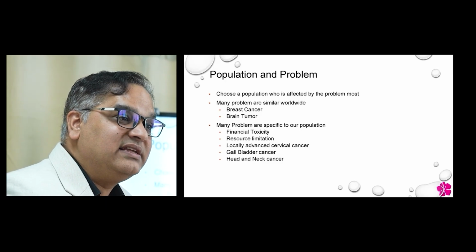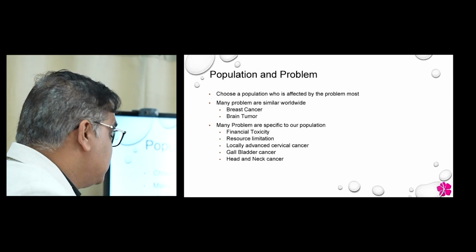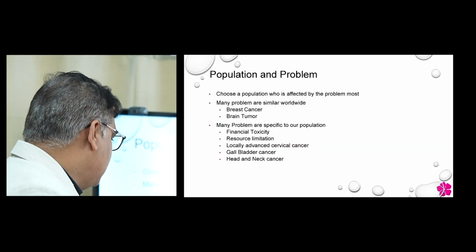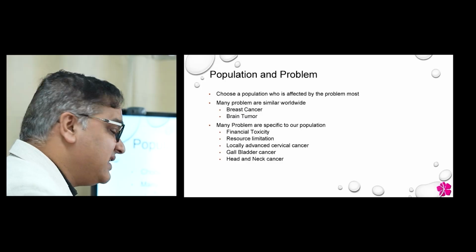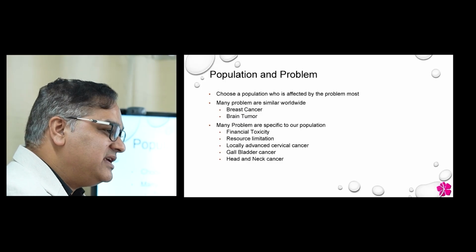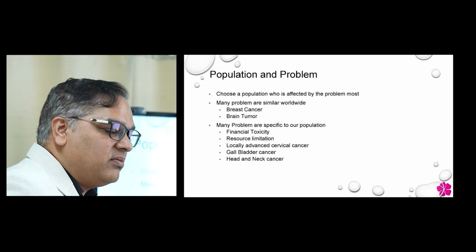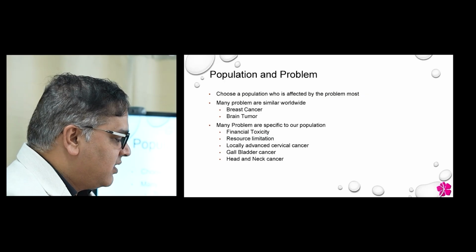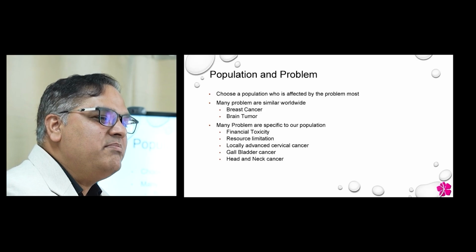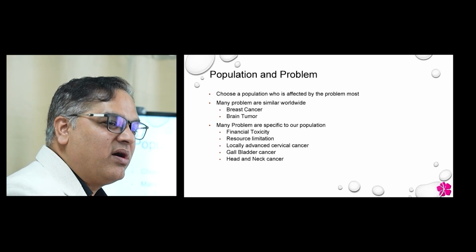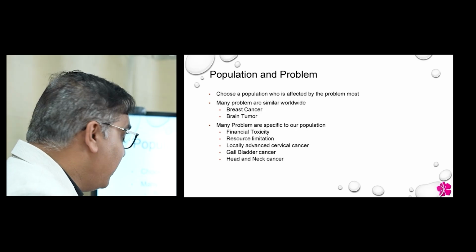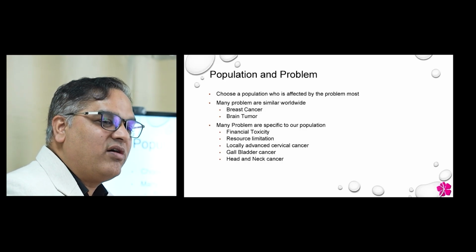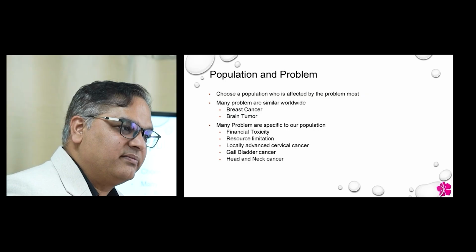Resource limitation, how to work in resource limitation. So there are a few cancers like locally advanced gallbladder cancers, locally advanced cervical cancers, head and neck cancer. These are problems specific to us. So why is it important? Because if you want a paper on breast cancer, you will get many papers. You don't need to work on it more. But if you want a paper on gallbladder or locally advanced cervical cancer, you will not get it because it's our problem. So we need to tackle it.